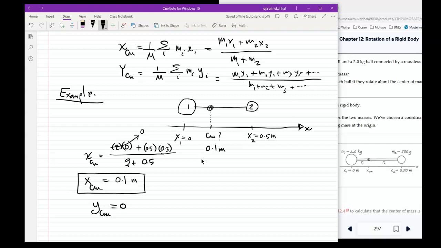So basically, if I want to write down the center of mass point, maybe we can call it r center of mass, which basically means x sub cm comma y sub cm. That's just one way of denoting it. So that would be something like 0.1 comma 0. Okay, that'd be one way to write it down.